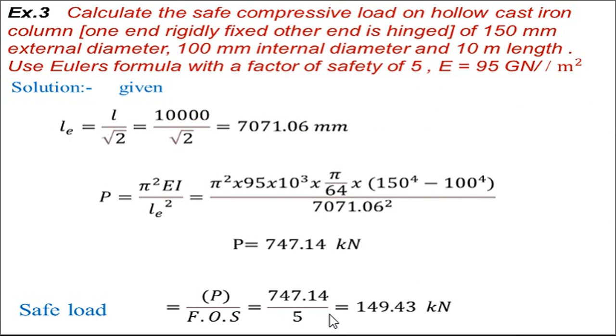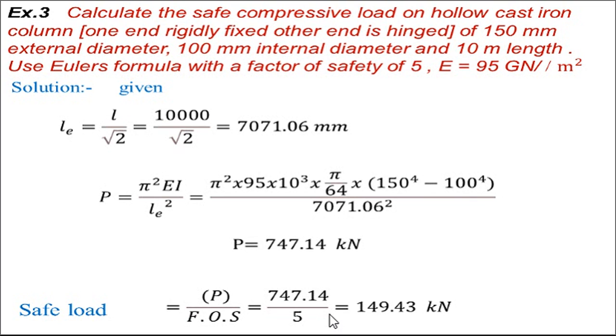I will read the problem. Calculate the safe compressive load on a hollow cast iron column, one end rigidly fixed and the other end hinged, of 150 mm external diameter, 100 mm internal diameter and 10 meter length. Use Euler's formula with a factor of safety 5. Capital E, that is the modulus of elasticity, is 95 giganewton per meter square. Okay, this giganewton per meter square means GPa, that is gigapascal.